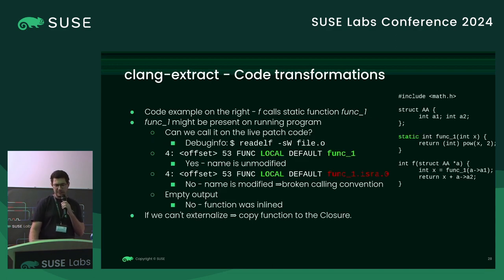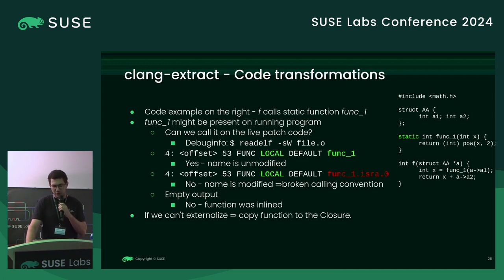Then here's the decision making about whether you can use the symbol directly or if you need to externalize it. From the code on the right, we have a static function called func a, and we would like to extract the function f. First we check all symbols, and if func a is present, then yes, we can live patch the code.